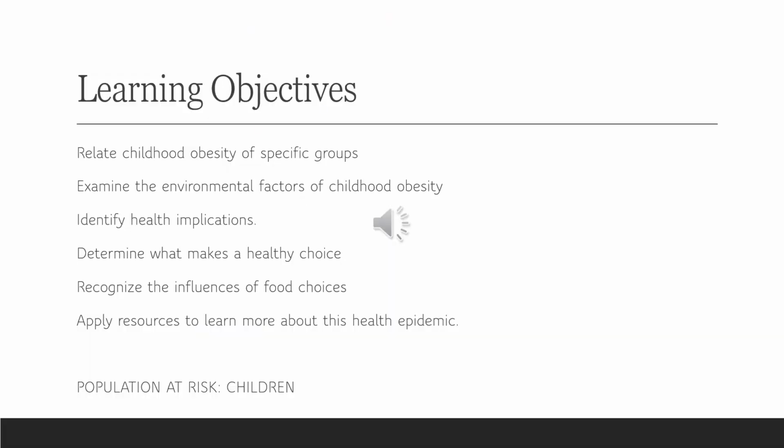Learning objectives. Relate childhood obesity to specific groups. Examine the environmental factors of childhood obesity. Identify health implications. To determine what makes a healthy choice. Recognize the influences of food choices. Apply resources to learn more about this health epidemic.